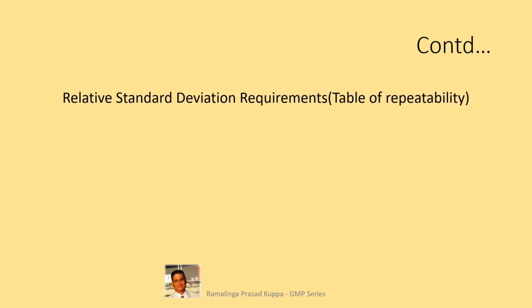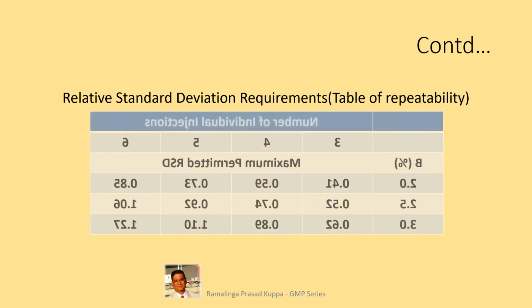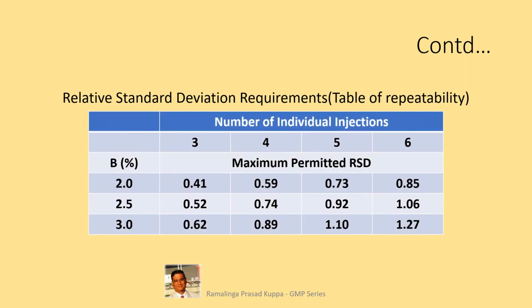Let us see the table of repeatability. This table gives the maximum percent RSD for various B values. Replicate injections are between 3 and 6 as prescribed in the table. Depending upon the number of injections, the percent RSD is prescribed. This information from USP 621 must be understood well. Data from these tools should be captured for meaningful statistical evaluation.